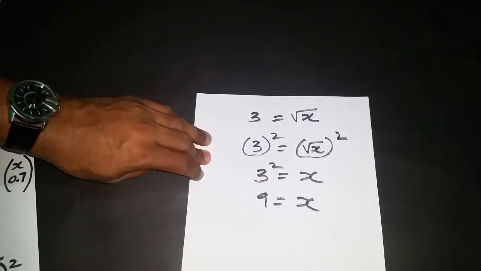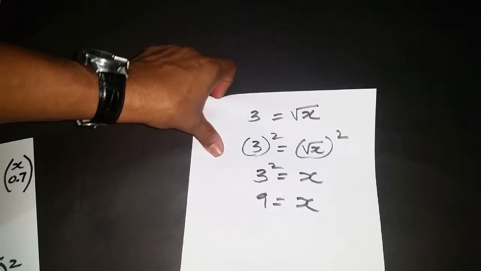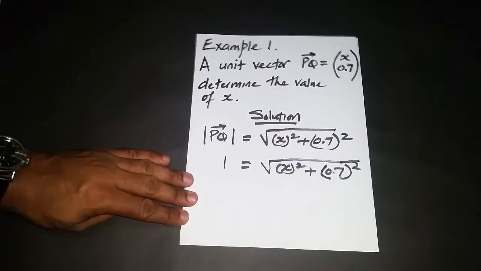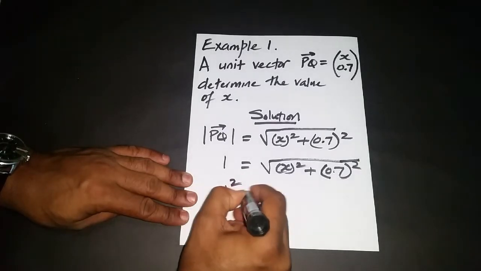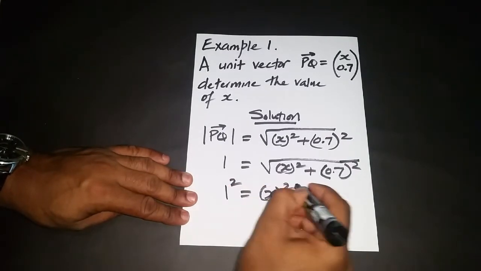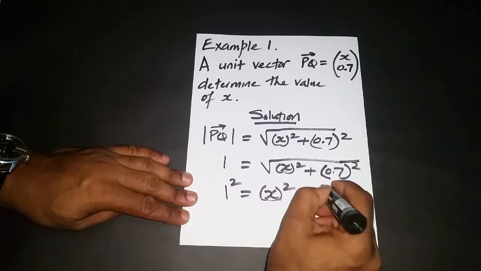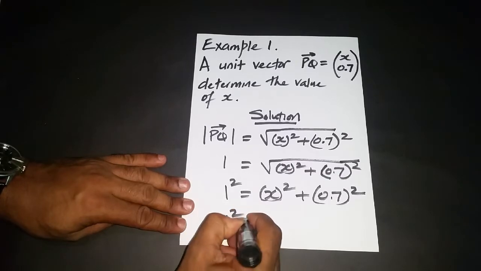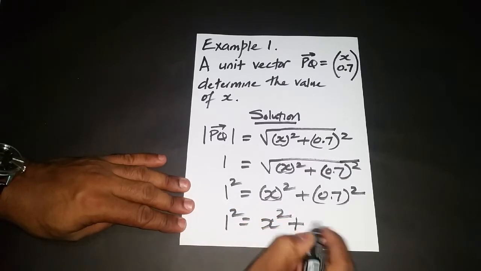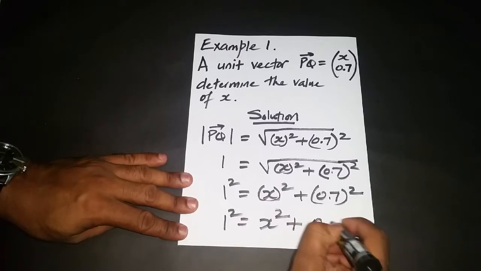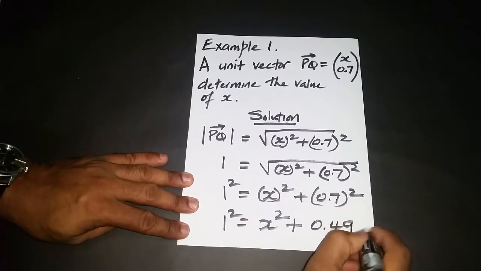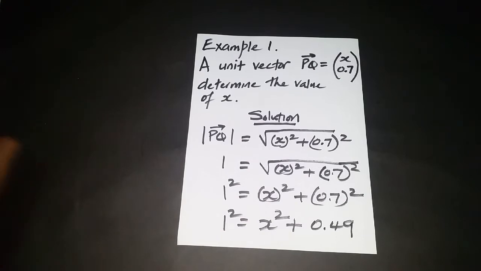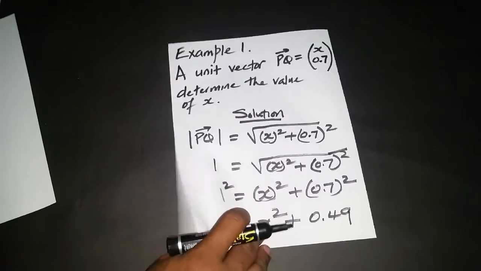So that's what I'm going to do in order to get rid of the square root symbol. Getting back to the first example, all I'm going to do is square both sides, and the square root symbol is going to go. So I simply proceed with that. 1 squared is equal to x squared plus, and of course, 0.7 squared is 0.49. Now how do I proceed from here? It's very simple. All I need to do is carry over the 0.49.